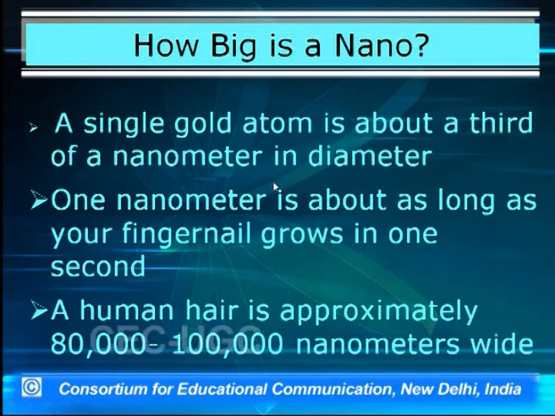Not only that, a single gold atom is about one third of a nanometer in diameter. And 1 nanometer is as long as your fingernails grow in about 1 second. And now, it is very important to understand the thickness of human hair, then you can imagine the size of a nanomaterial. The thickness of a human hair is 80,000 to 1 lakh nanometers. That is of human hair we are talking about.